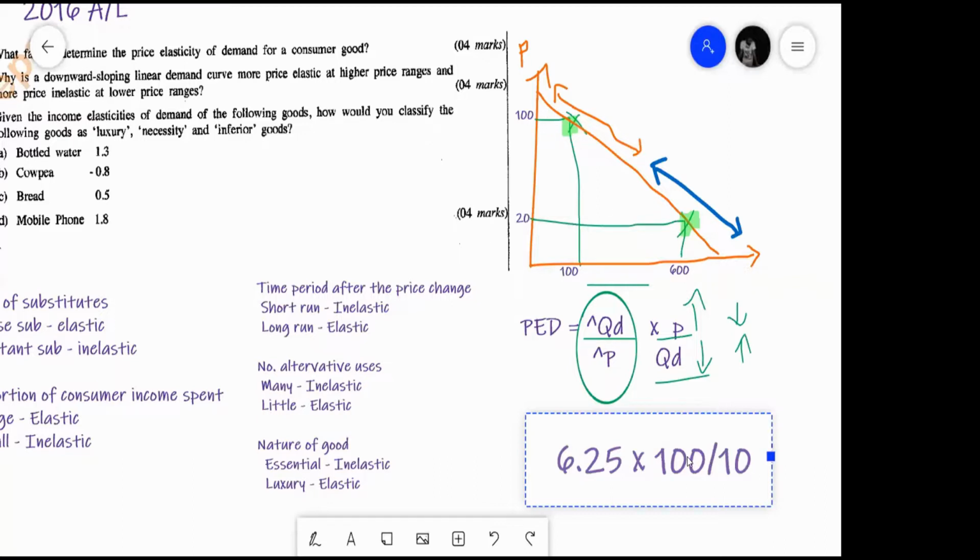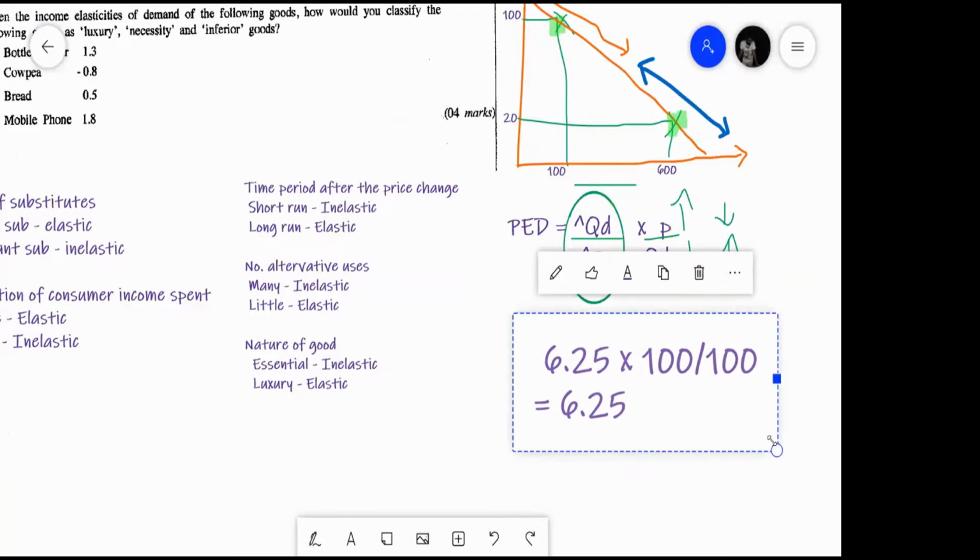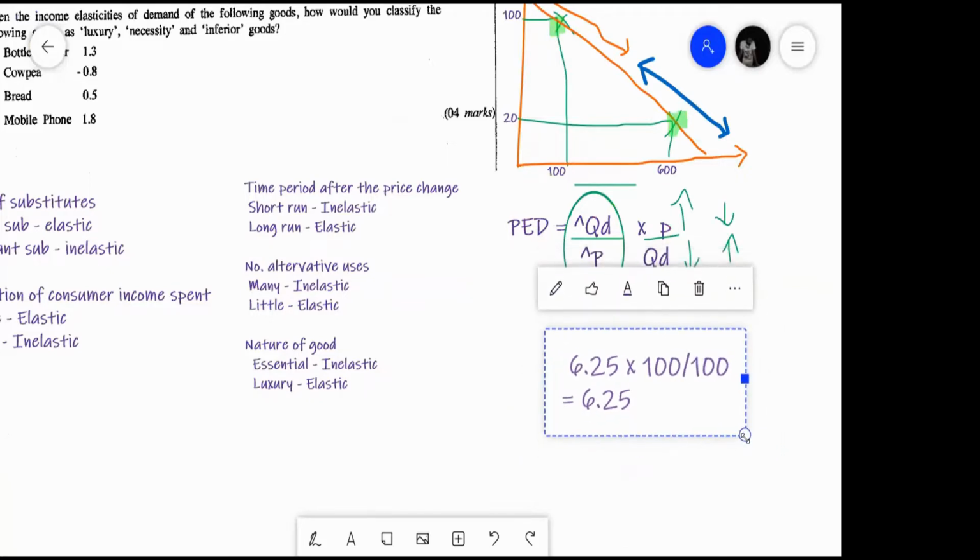At the topmost point there, then at the second point, again 6.25. So the PED here is minus 6.25 at the topmost point. Then at the bottom point, change in QD over change in P is not going to change, right? That is the slope of your curve. That will stay the same. What is going to change? Your price and quantity ratio is going to change.